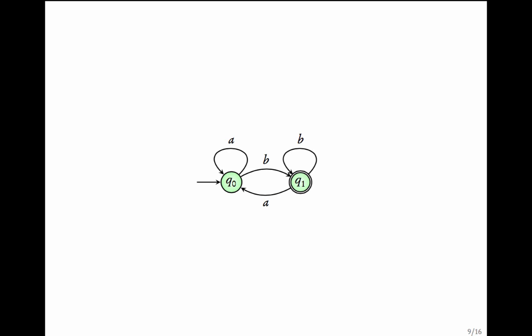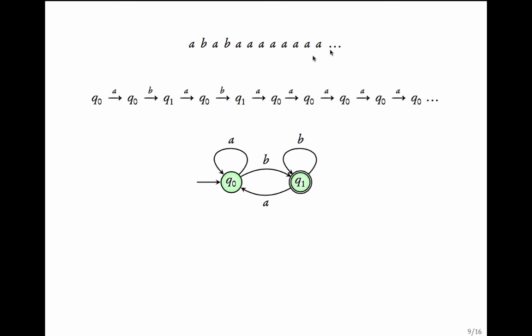Let us see another example. Suppose we have the word AB, AB followed by only A's. Look at the run. At Q0, on an A, you stay at Q0. On a B, go to Q1. Again on an A, come to Q0. On a B, go to Q1. And then you keep seeing A's. So for the first A, you come to Q0 and then you will stay at Q0 forever.